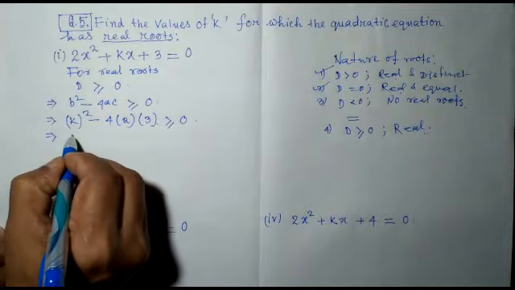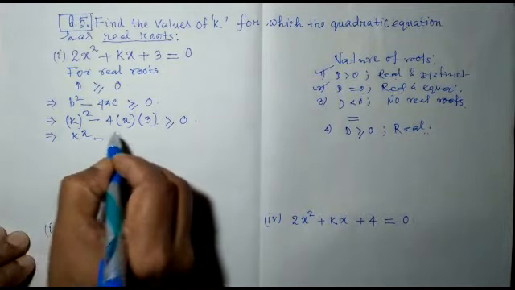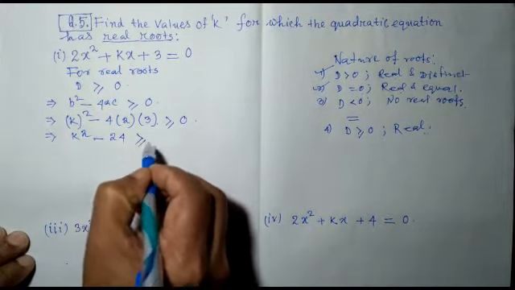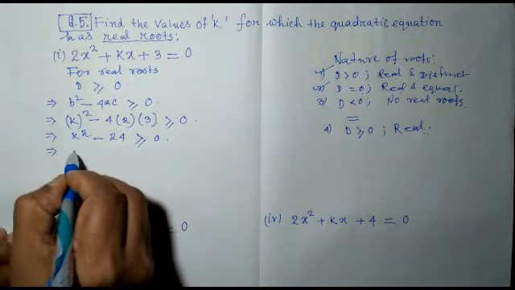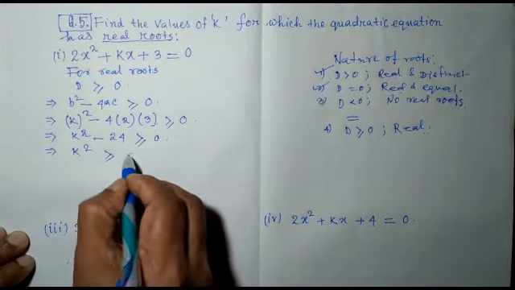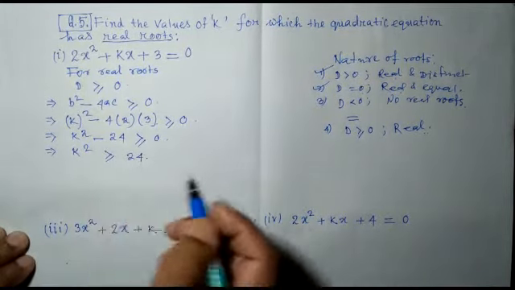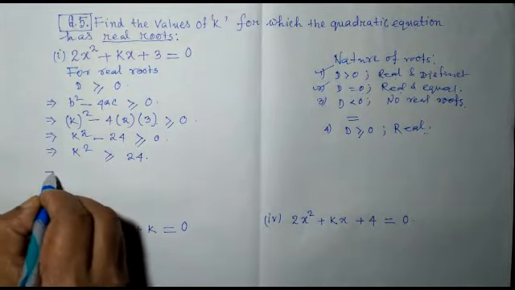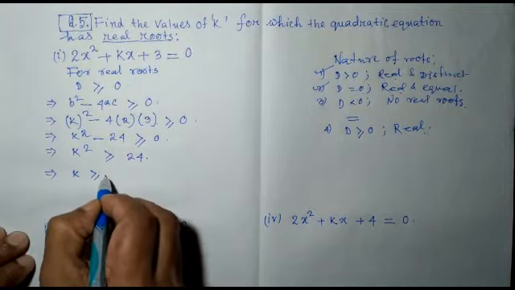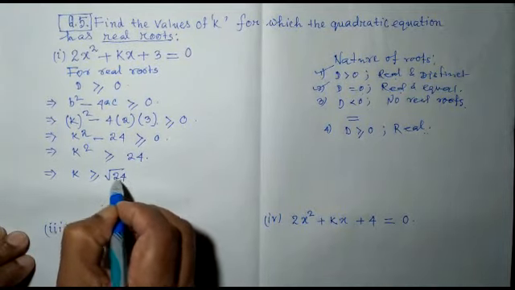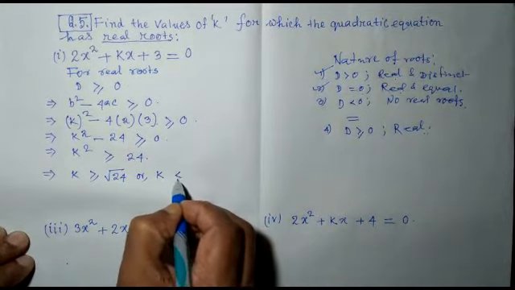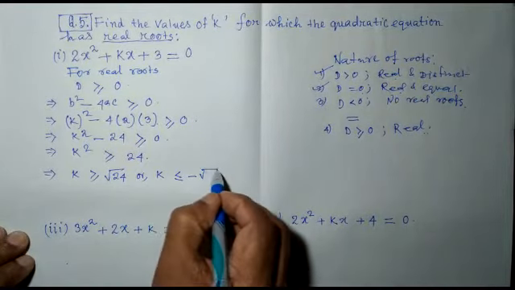So now we multiply here. k whole square is k square minus 4 into 2, 8 into 3, 24, greater than or equal to 0. Or we get k square greater than or equal to, take this minus 24 to the right side, it will be plus 24. 0 has no value. And from k square, when we find k, it will be like this. k greater than or equal to plus square root 24, or we will have k less than or equal to minus square root 24.